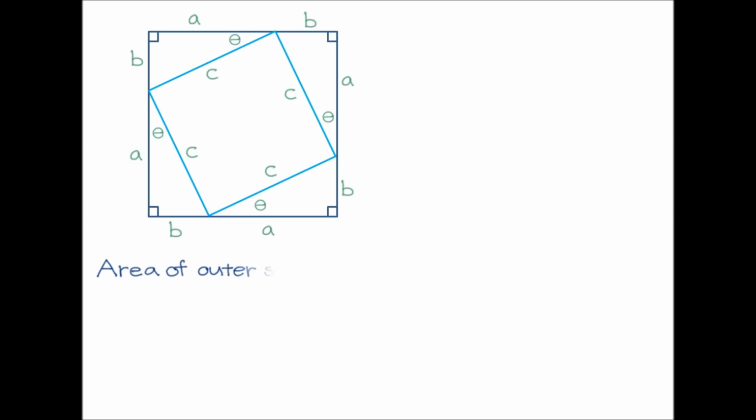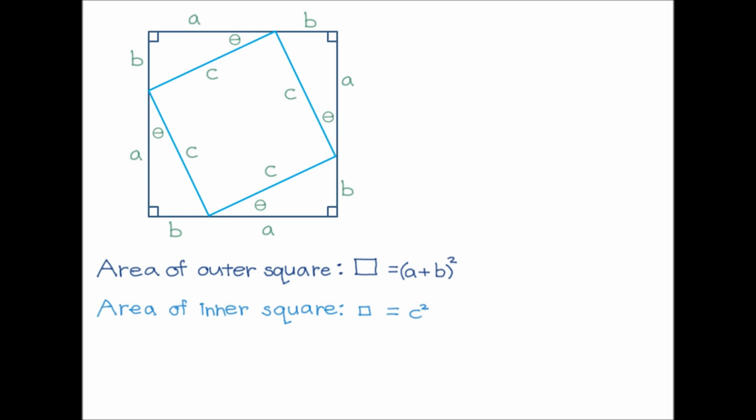So the area of the outer square, which we will denote by a large square symbol, is equal to the length of each of its sides squared. But the length of each of its sides is just the sum of a large leg side A of one of the triangles and a small leg side B of the other triangle. So we get the quantity A plus B squared. Now the area of the inner square, which we will denote by a small square symbol, is the square of the length of each of its sides. But the length of each of its sides is C, so we get C squared.